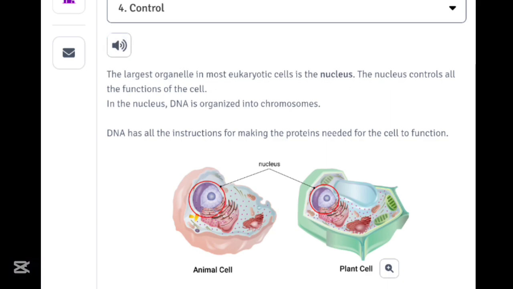The largest organelle in most eukaryotic cells is the nucleus. The nucleus controls all the functions of the cell. In the nucleus, DNA is organized into chromosomes. DNA has all the instructions for making the proteins needed for the cell to function.